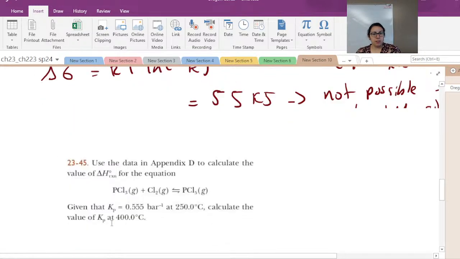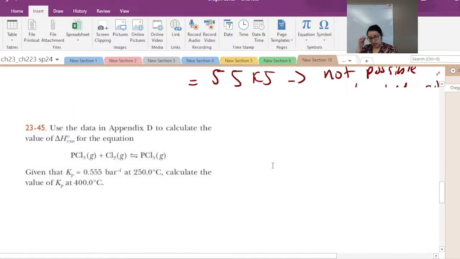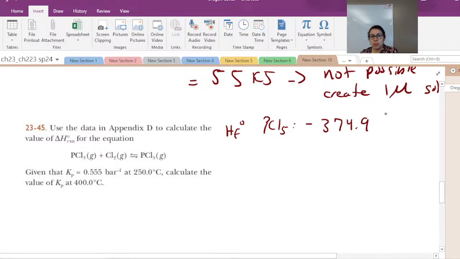So let's start walking through this one. And so let's just write off their heat of formation, so standard heat of formation values. So what do we get for PCl5? What do we find? What did you get? I got negative 374.9. And that's kilojoules, right? Yes. Okay, just checking.